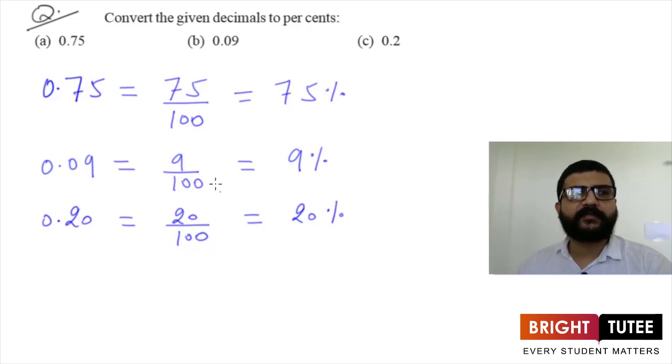So this is how we can convert a decimal to percent. First we have to convert it into a fraction and then from fraction to percent.